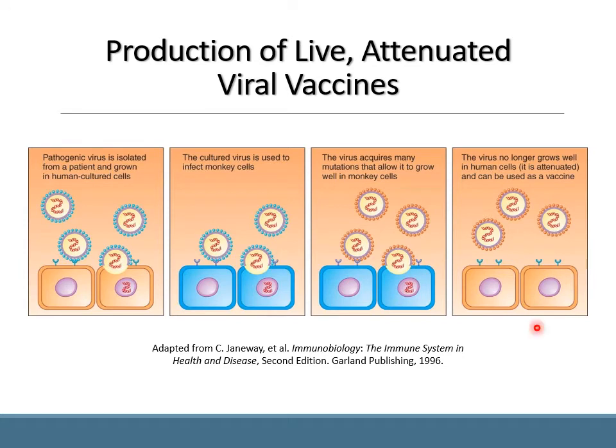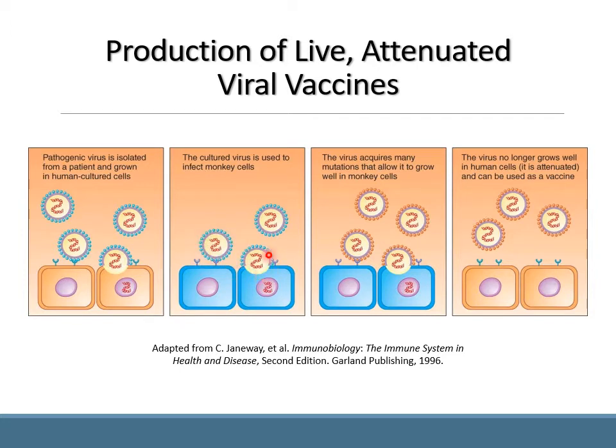So live attenuated viral vaccines, these are viruses that are isolated. And here we see these are human cells shown in orange. This is, we'll call it, the polio virus. That'll be our example. And we can see that these are able to infect the human cells. These viruses would be isolated from a patient and grown in human cells, and then they would be moved and cultured in monkey cells.